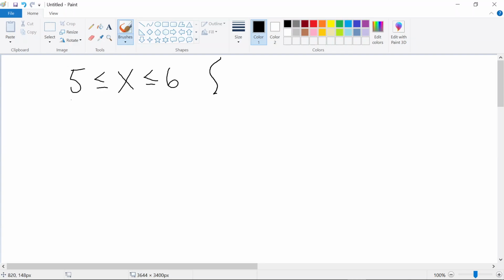I could write that as two one-sided inequalities. X greater than or equal to 5, that's this part, and then x less than or equal to 6. If there was more to solve here, I could solve each one separately and then put them all back together.